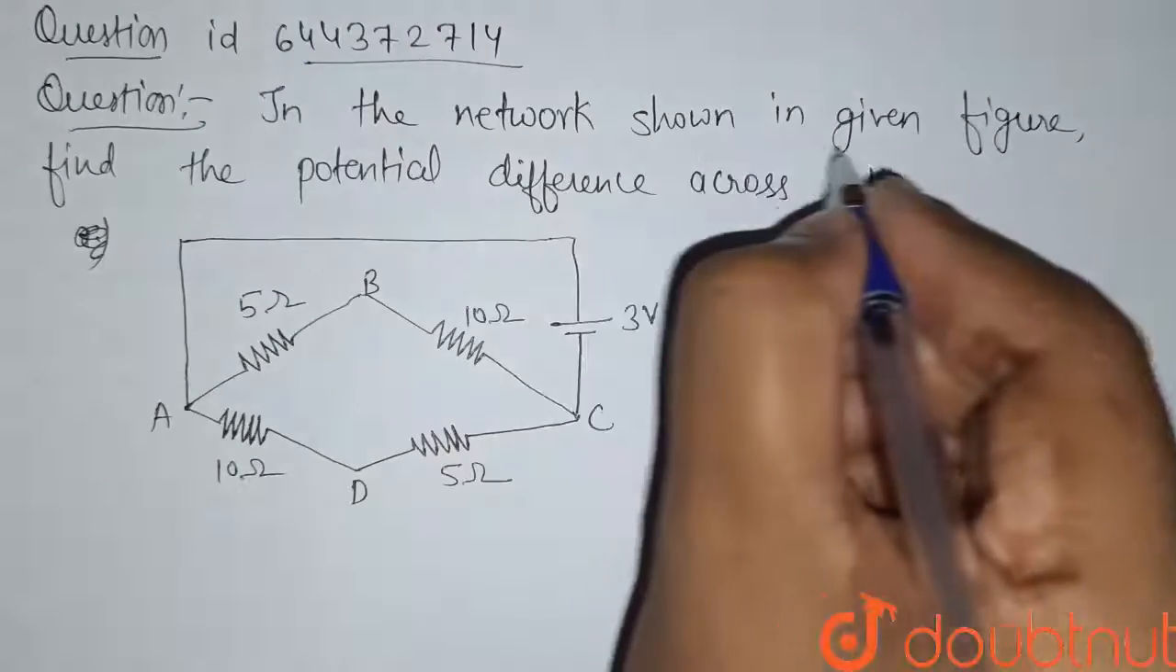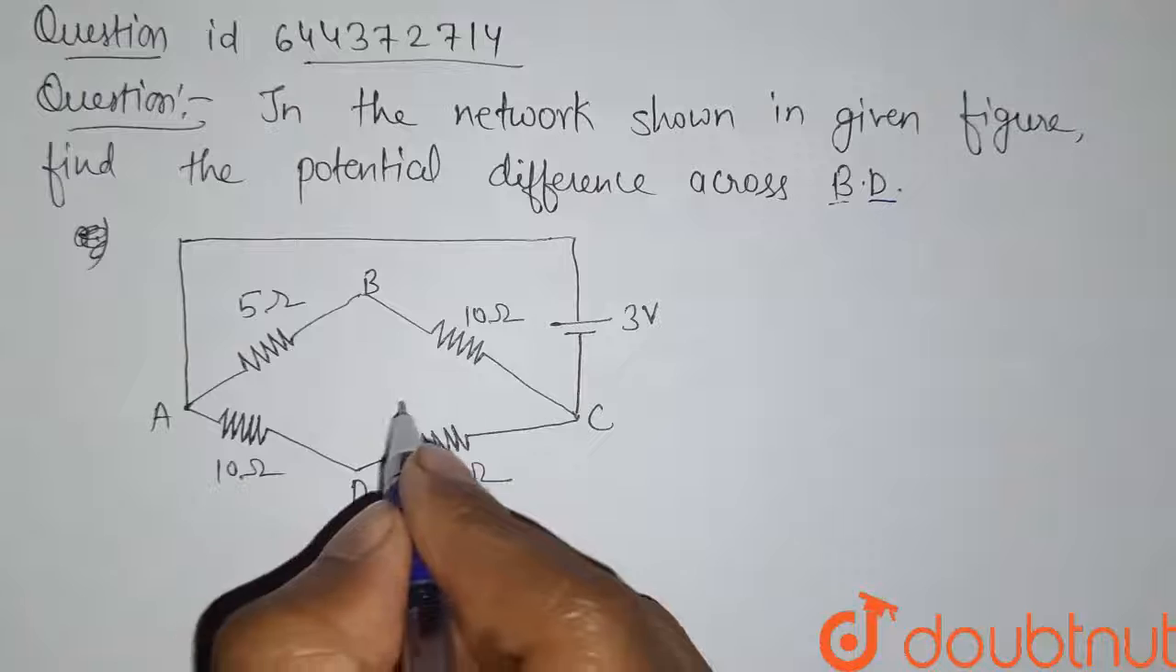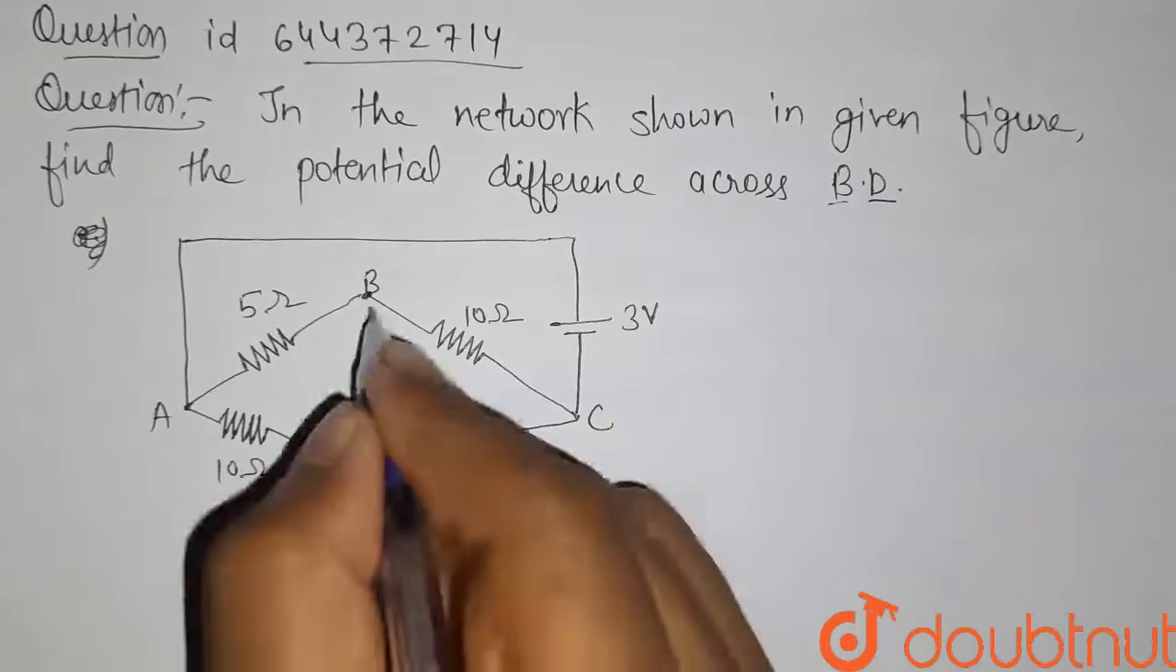Hello students, here is our question. In the network shown in the given figure, find the potential difference across B, D. Okay, so this is the network given here. We have to find the potential difference across B and D.